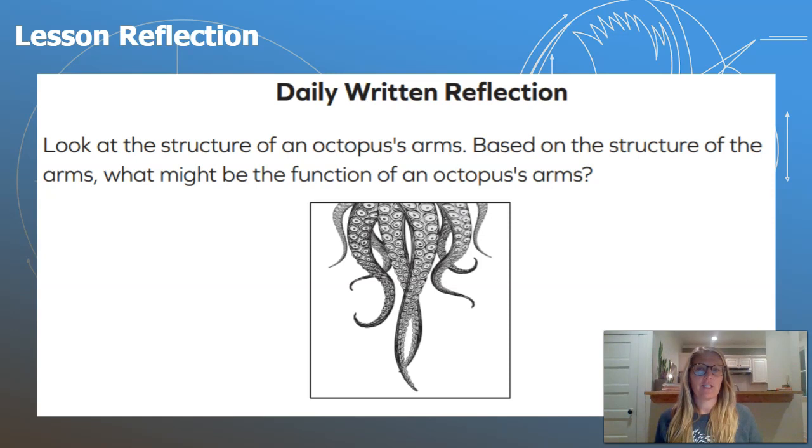Daily written reflection. Look at the structure of an octopus's arms. Based on the structure of the arms, what might be the function of the octopus arms? So because of the way that they're shaped and all those pieces, what do you think they're used for? In other words, what is the function? For this, you can definitely draw or write your answer. What do you think an octopus needs those arms for?